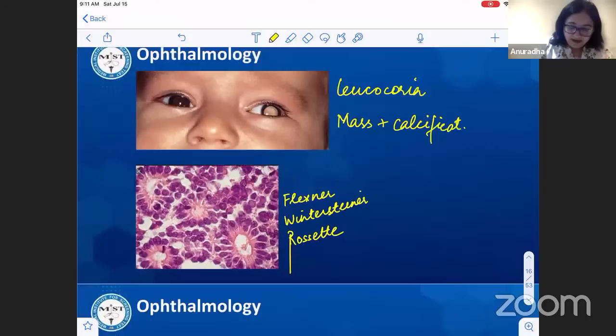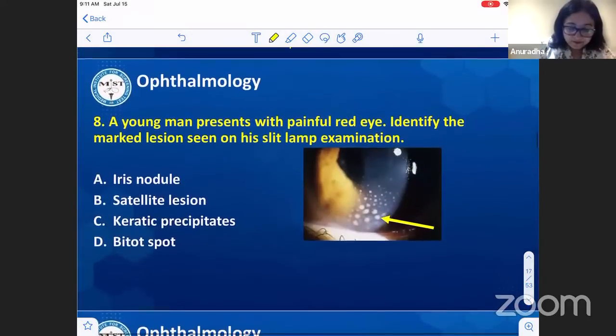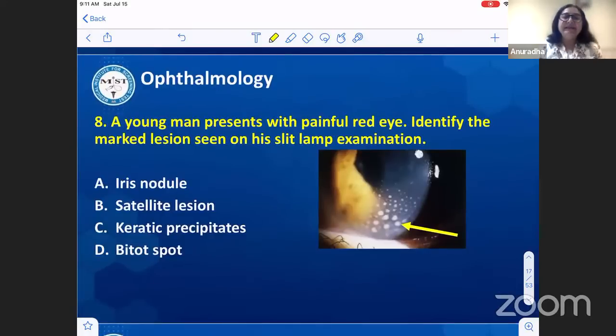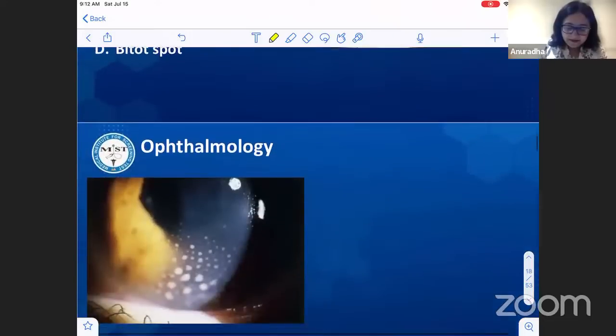Great. Moving on to the next question, my dear friends, a simple question. A young man presents with painful red eye. Identify the marked lesion seen on the slit lamp examination. Now, can you tell me the three case scenarios you will get a painful red eye? As I told you, it can be your corneal ulcer or keratitis. It can be acute anterior uveitis. It can be acute congestive glaucoma. So here in this case, the patient is having painful red eye. And what are you seeing here?